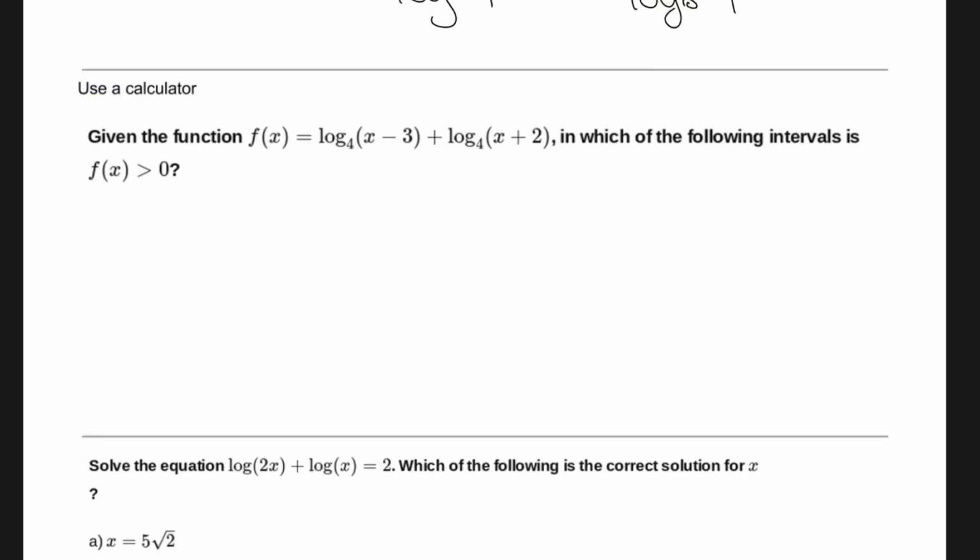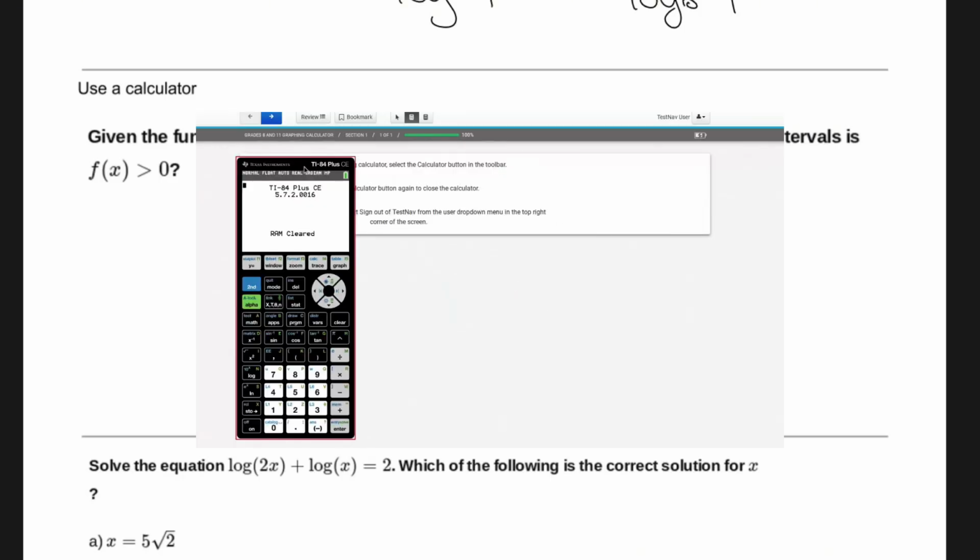All right, use a calculator. I was hoping to avoid this. Given the function f of x equals that guy, which of the following intervals is f of x greater than 0? So let's run to our TI-84 plus. Let's graph it and find out where you land above the x-axis.